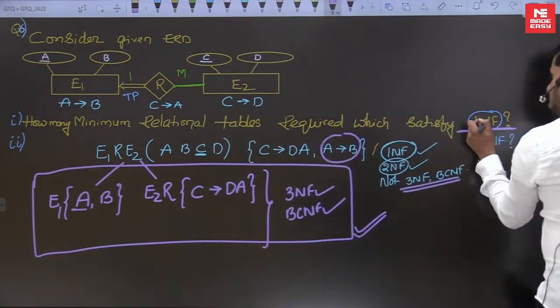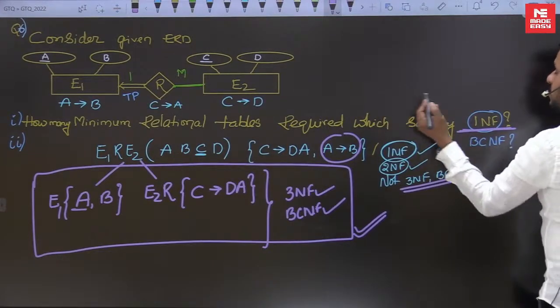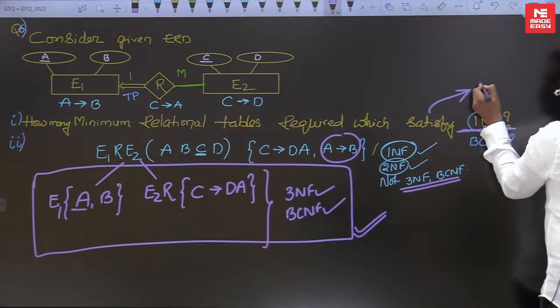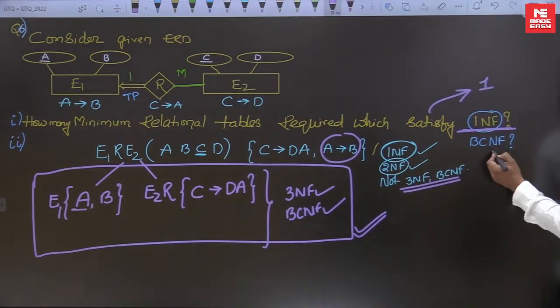In case they say 1NF is sufficient, then how many minimum tables are required? Then definitely the answer should be one only. But if they say BCNF or 3NF, then minimum two tables are required.